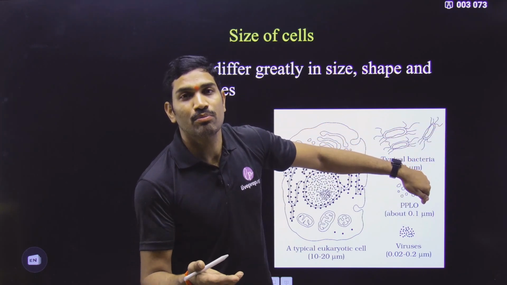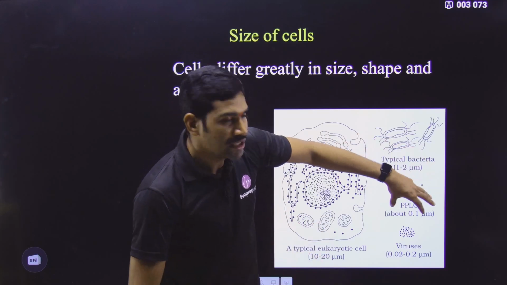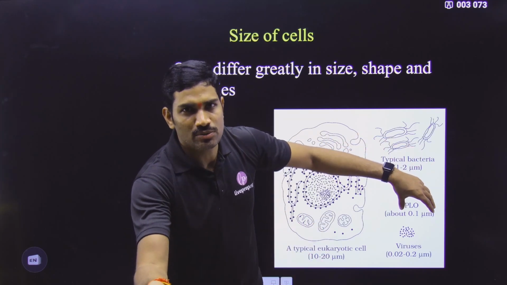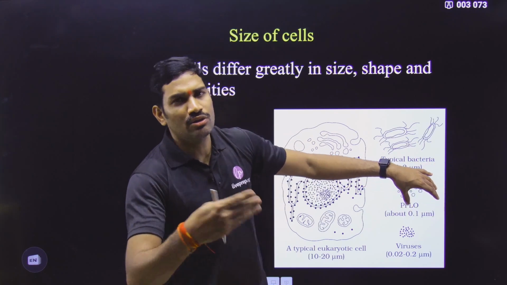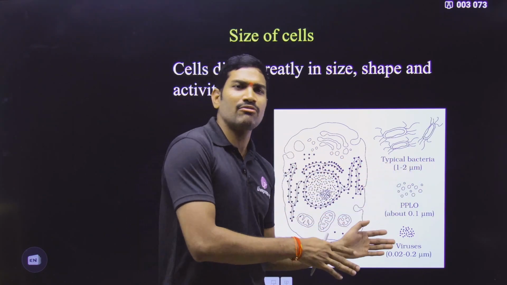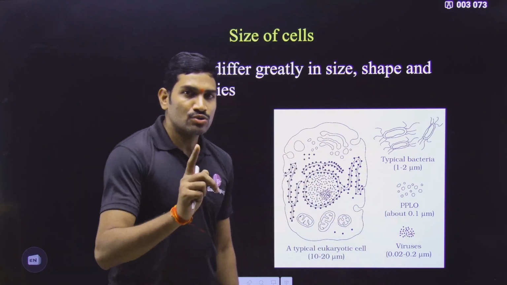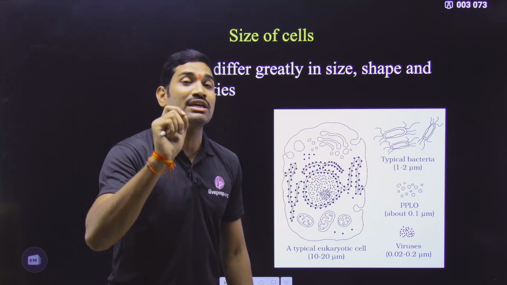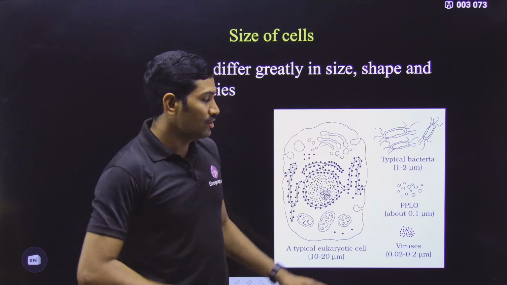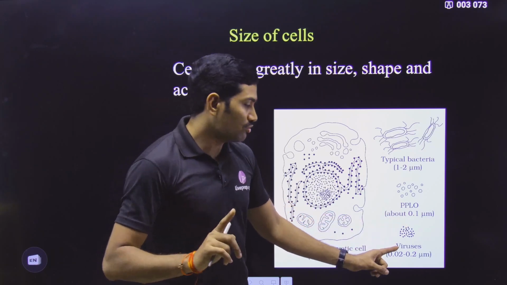So what will be the answer? PPLO. What are PPLO? PPLO are pleuropneumonia-like organisms. They are nothing but mycoplasmas. PPLO are a type of mycoplasma. So you can go for PPLO. If PPLO is not there, you can go for mycoplasma, because PPLO are a type of mycoplasma. That's why. Understood or not? So if they are asking about a living cell, if they are asking about a living organism, you should go for PPLO or mycoplasma. You should not go for viruses.